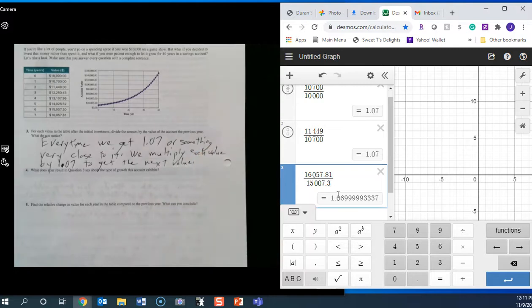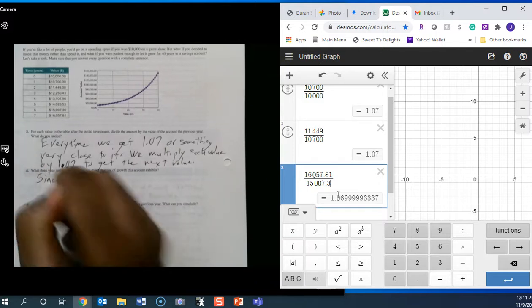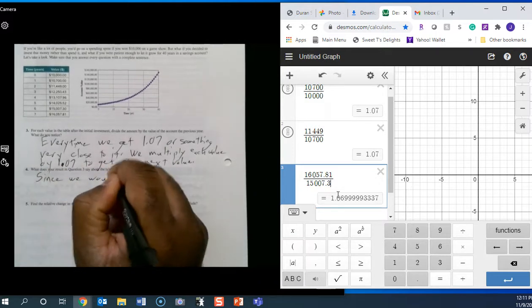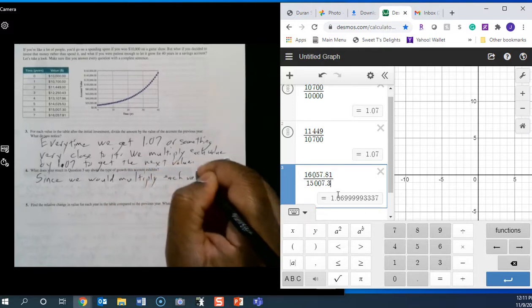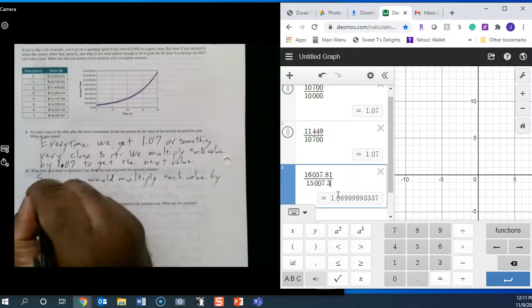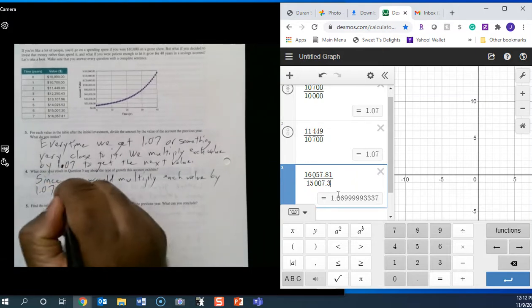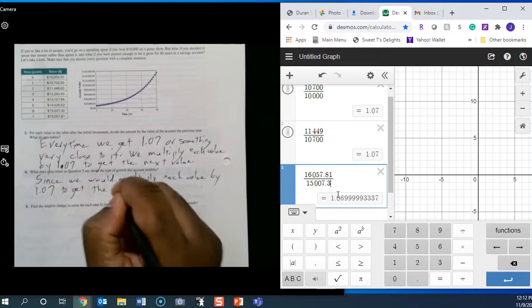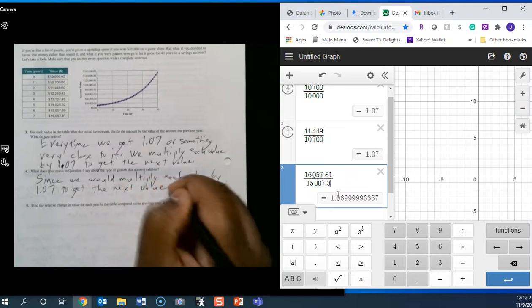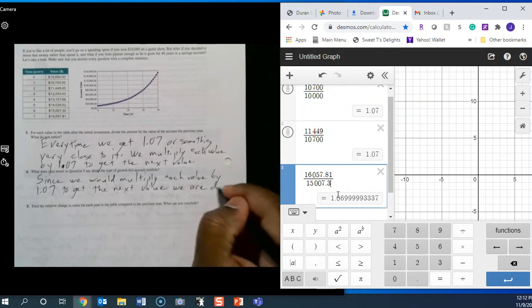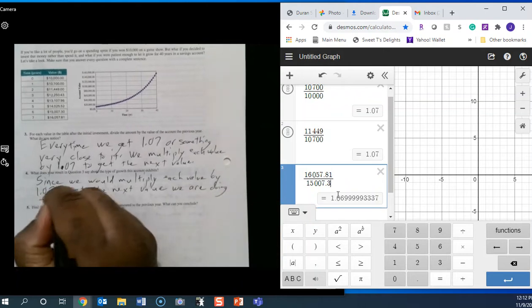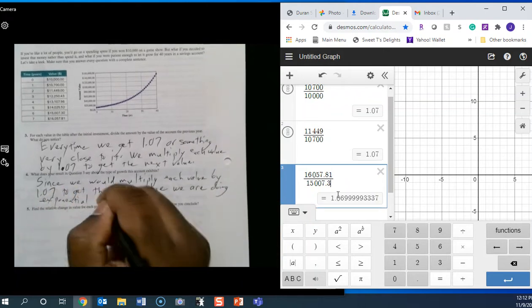Now, since we answered that in 3, now we can answer number 4. What does your result in question 3 say about the type of growth? We could put since we would multiply each value by 1.07 to get the next value, we are doing exponential growth.